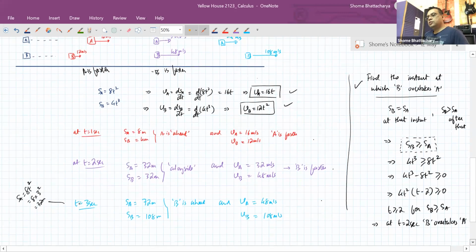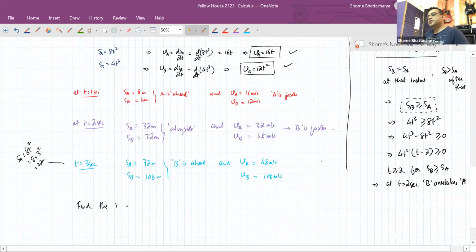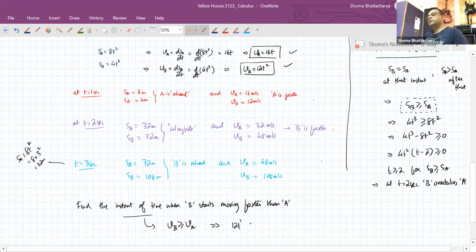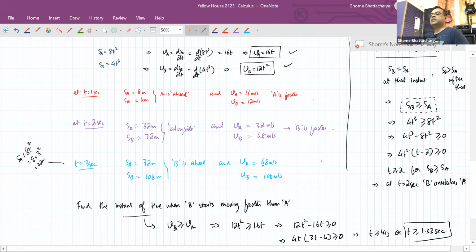So next up, we want to find the instant of time at which B starts moving faster than A. So for that to happen, this is what should happen. So substituting from above, 12t square should become greater than or equal to 16t. Okay, so that is why 1.33 seconds will be the instant when B starts moving faster than A.